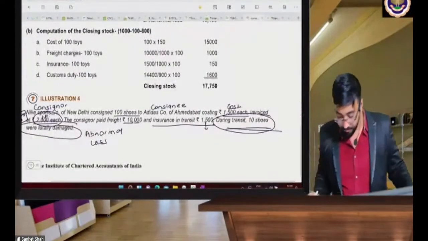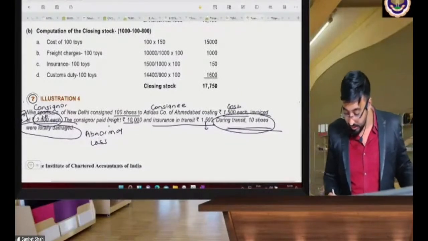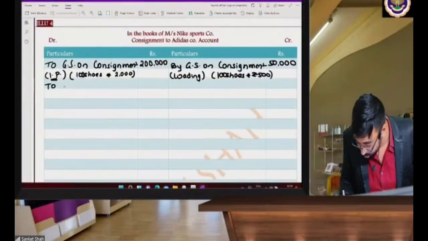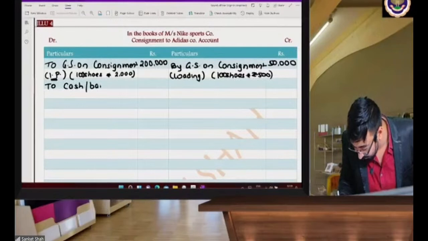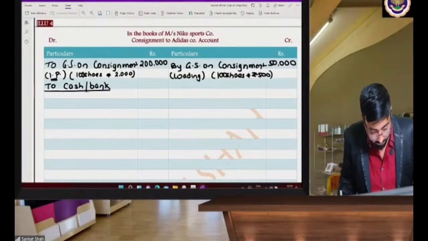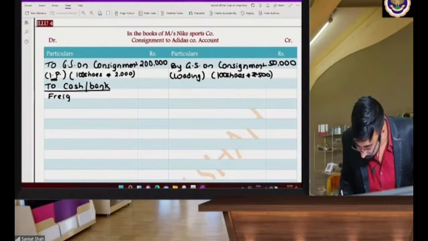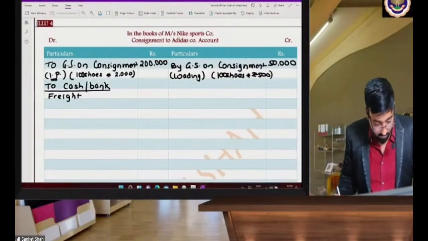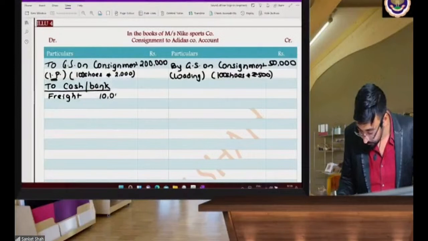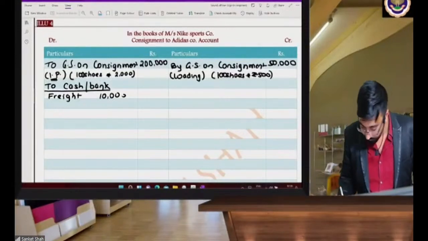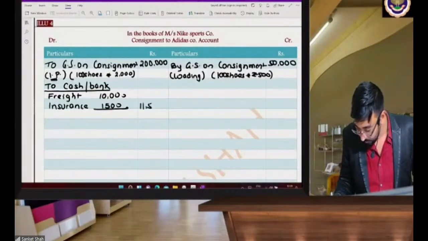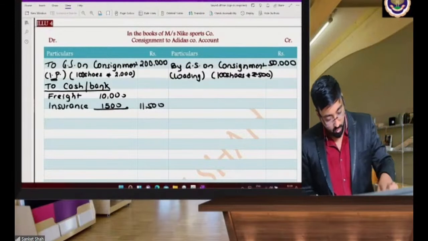During the transit, 100 shoes were consigned, and paid freight expenses and insurance in transit. So write down to bank or to cash or bank. Underline freight, 10,000, and insurance is 1,500. So 11,500.